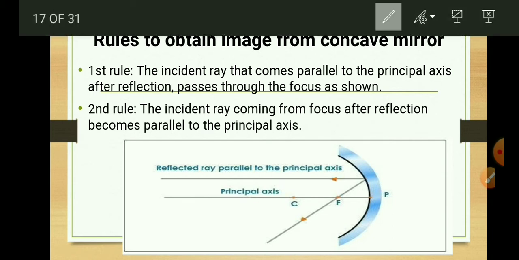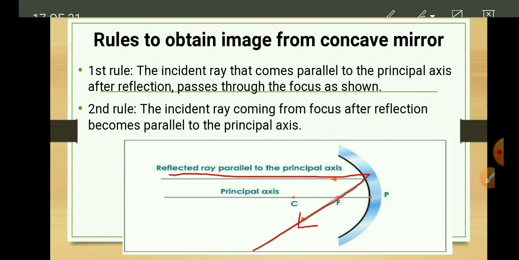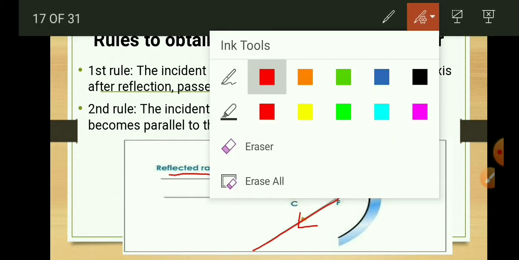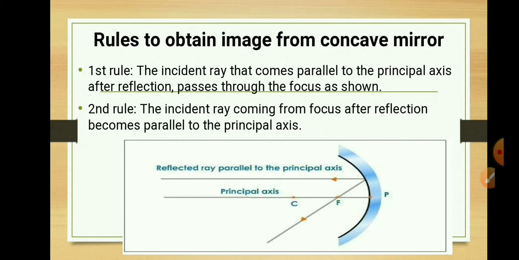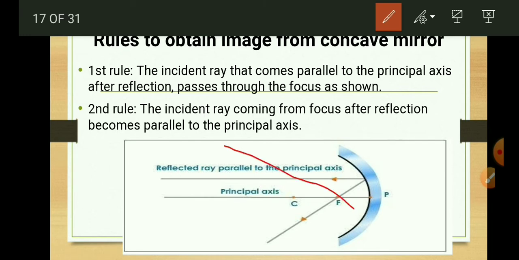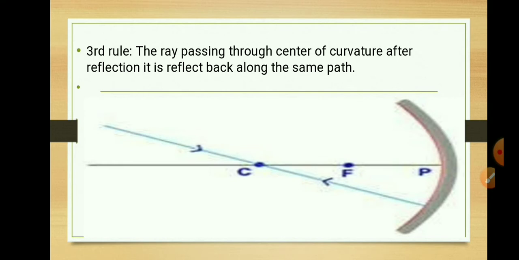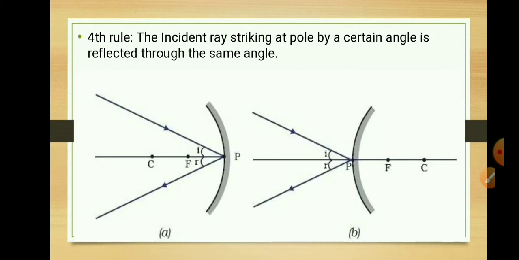We can see here the ray which is parallel to the principal axis, when it is incident on the mirror, after reflection passes through the focus. The second rule is the reverse of this: if the ray is passing through the focus, after reflection it will go parallel to the principal axis. Another rule is that the ray passing through the center of curvature, after reflection, is reflected back along the same path.